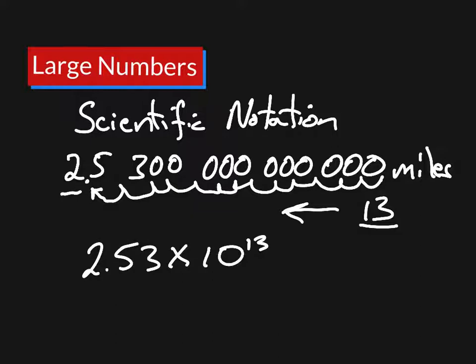Now, this part is important. If you start at the right and count the spots to the left, as we did here, counting right to left, then the exponent will be positive. We don't usually show a positive sign because you don't need it. So this really long number, written in scientific notation, can be expressed as 2.53 times 10 to the power of 13 miles.